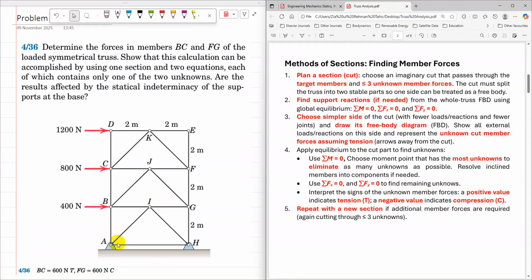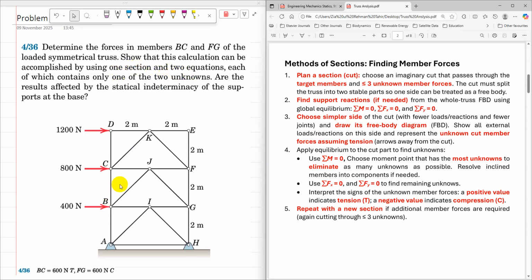For those four unknown reactions, it is not possible to solve this truss using the conditions of equilibrium, as there are only three conditions of equilibrium. So overall, this truss is statically indeterminate, and it is not possible to solve it using conditions of static equilibrium. The method of joints is not possible for this truss because the method of joints uses only three conditions of equilibrium. The problem says this calculation can be accomplished by using one section and two equations.